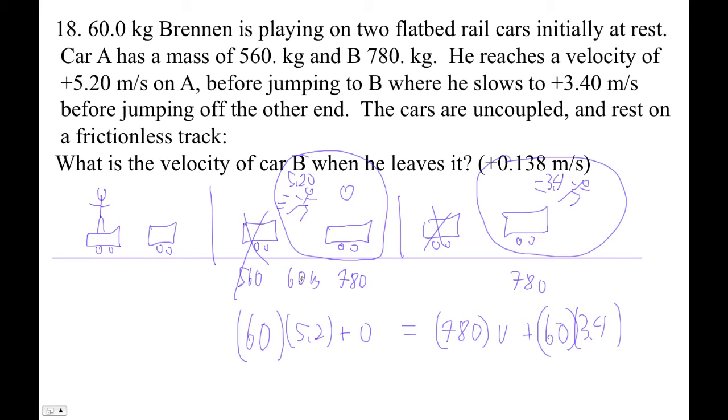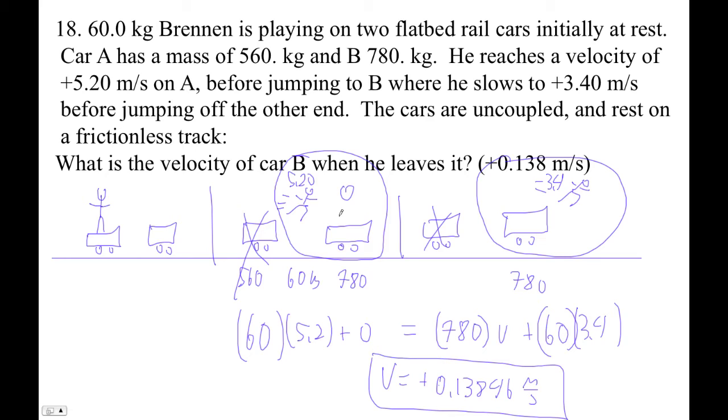Okay, so here we go. I'm going to go 60 times 5.2, and then I'm going to subtract 60 times 3.4, and then divide by 780. Whoops, I'm getting tired. And I get that the velocity is actually positive 0.46 meters per second.